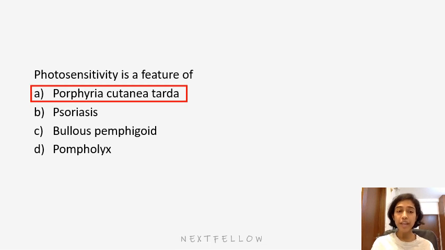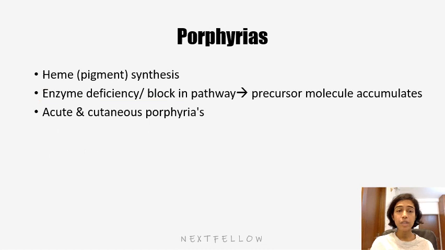Now, not all porphyrias affect the skin. So I'll just tell you briefly about some porphyrias. Porphyrias are disorders that occur in the pathway of heme synthesis, right? For heme pigment in the RBCs. So there's either an enzyme deficiency or a block in the pathway, which leads to accumulation of the precursor molecules, the porphyrins. They can be classified into acute and cutaneous porphyrias. I'll just talk about the two porphyrias which have cutaneous features in them.